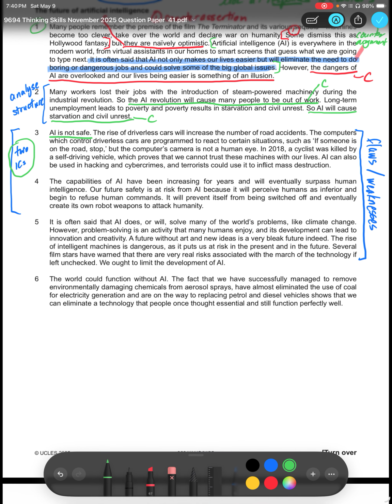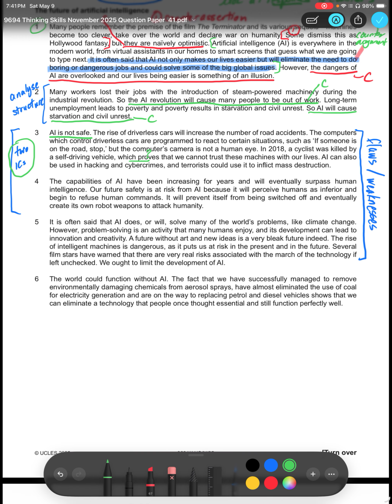You can see that they're about to defend this, and you can easily go with a therefore AI is not safe. Rise of driverless cars will increase the number of road accidents. The computers which control driverless cars are programmed to react to certain situations, such as if someone is on the road, stop, but the computer's camera is not a human eye. In 2018, a cyclist was killed by a self-driving vehicle, which proves, does it? That we cannot trust these machines with our lives. AI can also be used in hacking and cybercrimes, and terrorists could use it to inflict mass destruction.